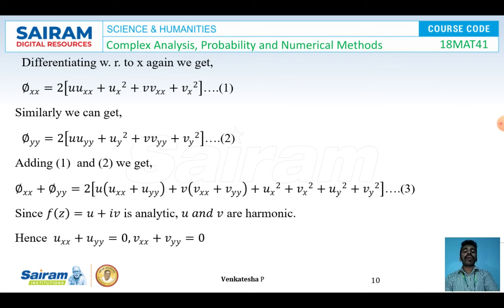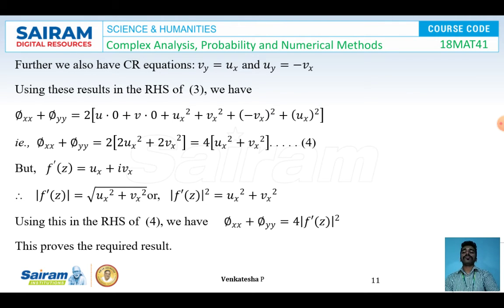And to change this uy and vy in terms of ux and vx, I am going to use the CR equations. I will be replacing ux as vy and vx as minus uy. So now, after replacing the CR equations, I got the expression: pi double x plus pi double y is equal to 2 times of u into 0 plus v into 0. This is because of the harmonic property, plus ux square plus vx square plus minus of vx whole square plus ux square. Since these all are the same, I can write this as 2 times of 2ux square plus 2vx square. Taking 2 common factor, I got dou square pi by dou x square plus dou square pi by dou y square is equal to 4 times of ux square plus vx square. I'll be calling this equation number 4.